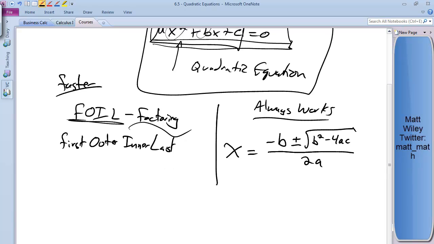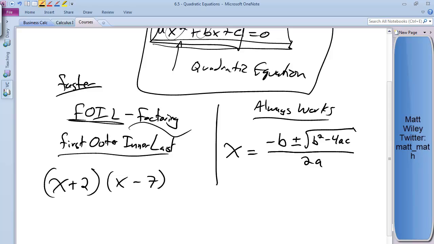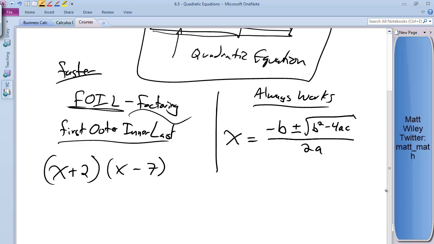So first of all, let me just remind you what FOIL is and what it deals with. We're kind of supposing you've seen this in another class maybe. Let's take x plus 2 times x minus 7. Well, when I deal with FOIL and I'm doing this multiplication, I multiply the first two parts together. So this gives me x times x, which we use our exponent notation to call x squared.